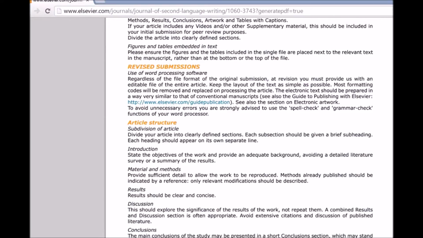They have a very specific structure, and again, this is very important to follow. You need these terms: introduction, materials and methods, results, discussion, and conclusion. So every paper has a sort of standard form. You just need to adapt your paper to that.